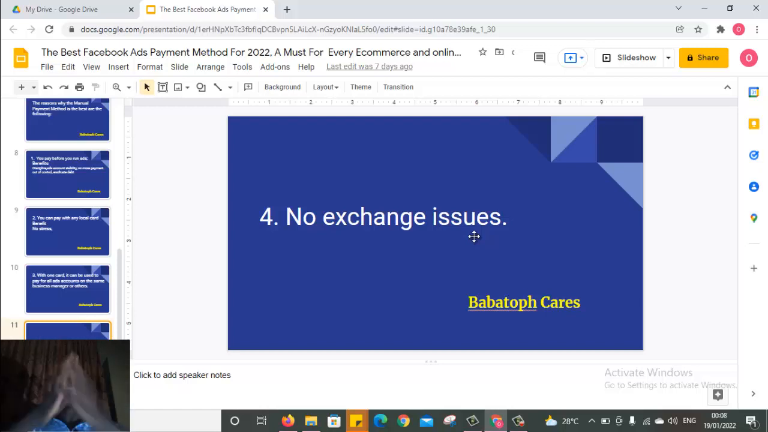Your 4,000 is 4,000, your 10,000 is 10,000. You can see why manual payment method is very, very good. No stress. You don't owe Facebook. It ensures that your ad account is very stable.